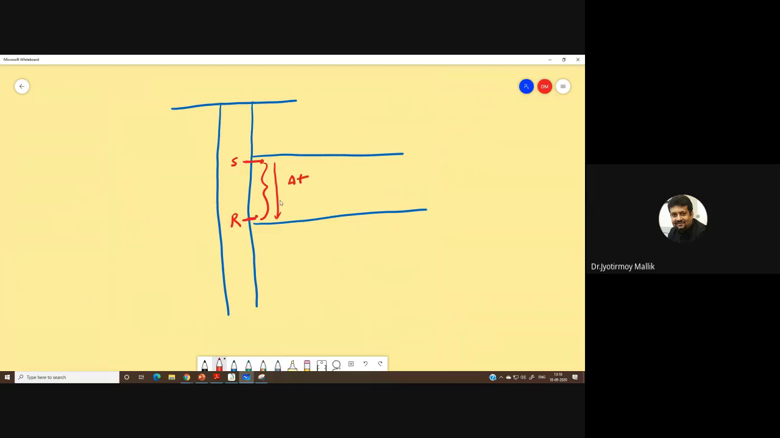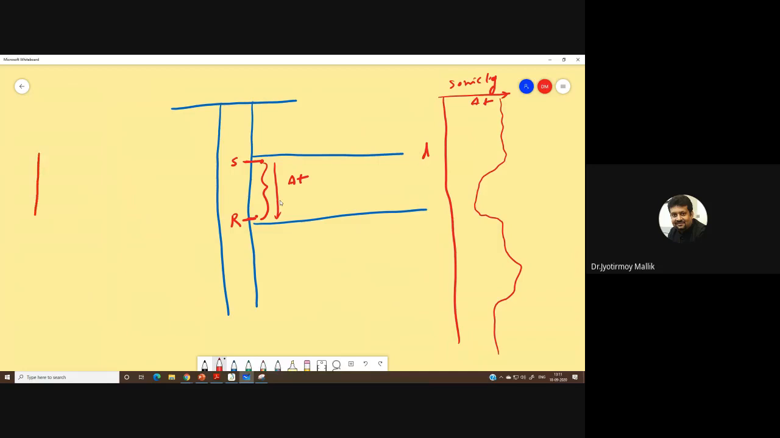So a sonic log essentially shows you the variation of delta T with respect to depth. In some cases the delta T will be higher, in some cases the delta T will be lower, and so on and so forth. So that is my sonic log. Now, what is the philosophy of calculating porosity from the sonic log? Now let us imagine that I have a box.